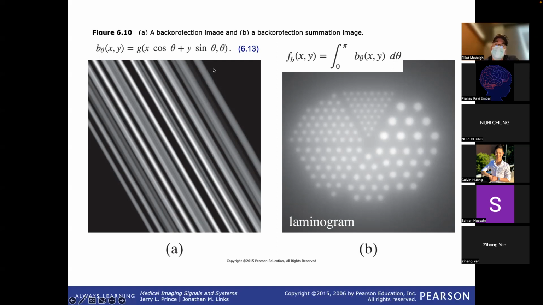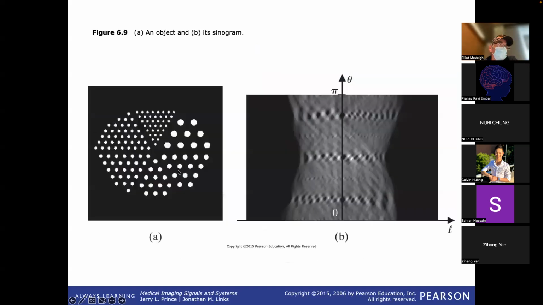If I take all of them and just add them up, that's equivalent to taking all of those BXY and just integrating them, or just adding them up as a function of theta, right? And I do that from a 0 angle to 180, right? And when I do that, I get this, it's called a luminogram. And it's a very foggy and blurry version of our original object, which was this thing. Okay.